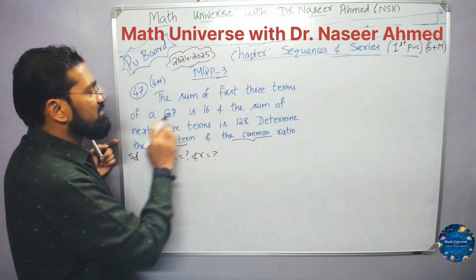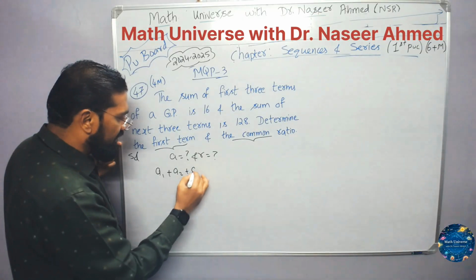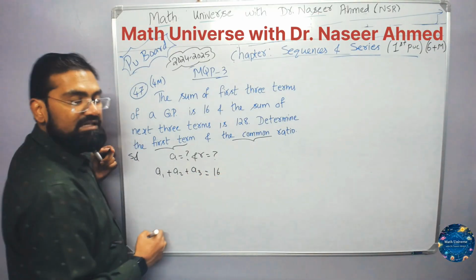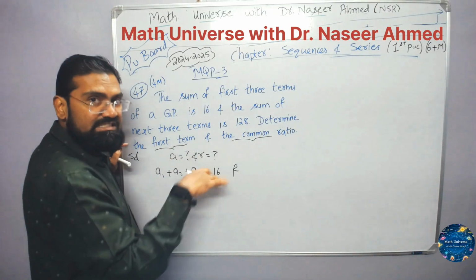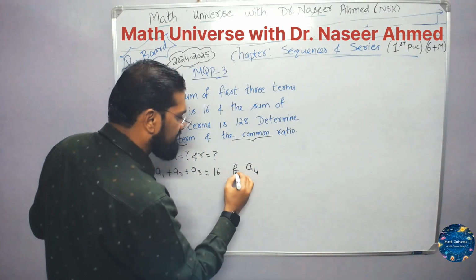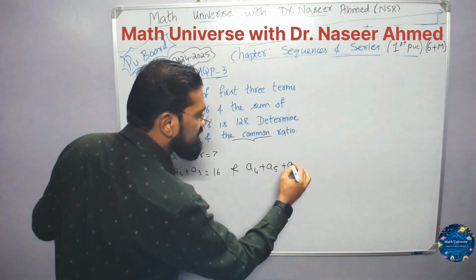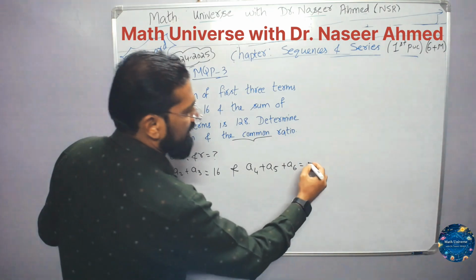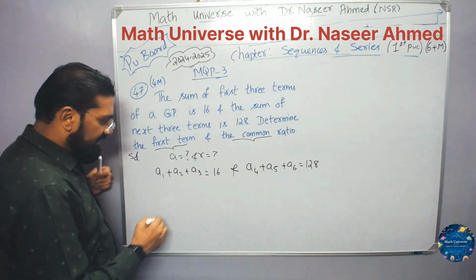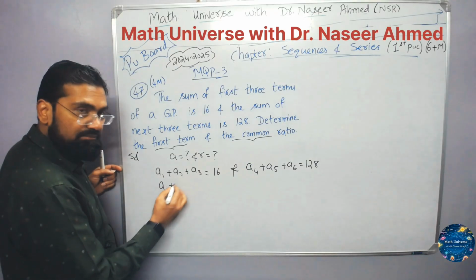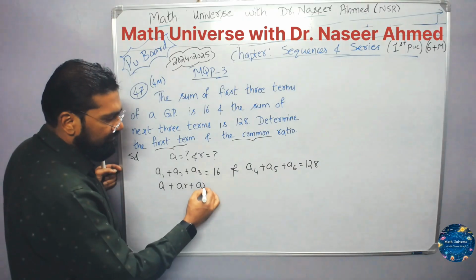The sum of the first 3 terms of a GP is 16, that is, first term, second term, third term, equals 16. Then the sum of the next 3 terms. After the third, which is the next term? The fourth term, then the fifth, then the sixth, equals 128. Now see, the first term is A, the second term, multiplying by R, is AR, the third term, multiplying again by R, is AR square, and the sum is 16.